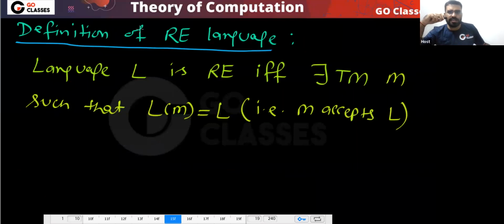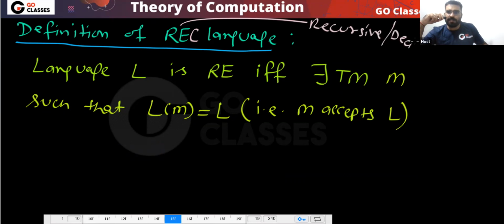What is the definition of REC language, the recursive language? REC means recursive. Recursive means decidable, or you can call it decidable language. So what is the definition of that? That means there exists a decider. There exists a halting Turing machine M, or you can say there exists a decider.